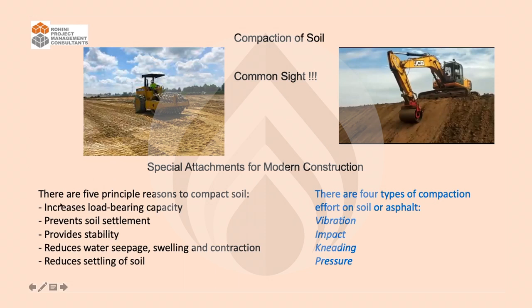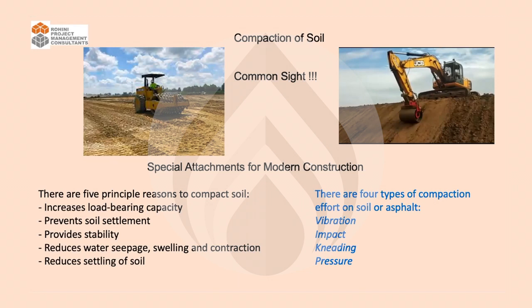So coming on to principal reasons to compact soil. Why do we compact the soil? First thing is to increase the load bearing capacity. Pure English, but there is civil engineering behind that, right? Load bearing capacity, as we understand, is that when the load comes on the soil, it has to disperse. It has to dissipate in the way it is expected. So if you compact it, the whole thing will act as one compacted layer and it will dissipate. Prevents soil settlement.